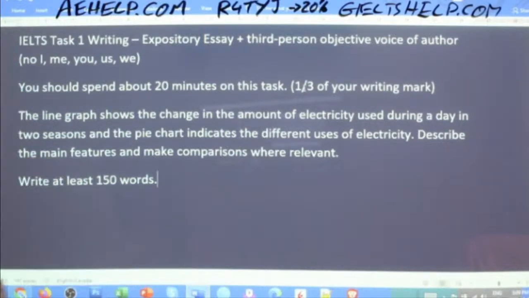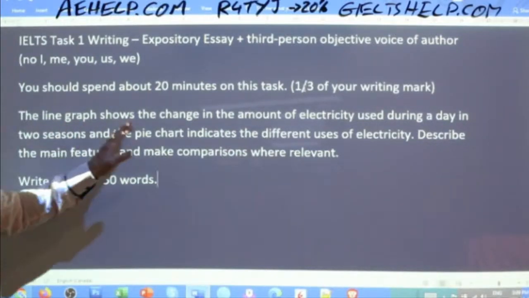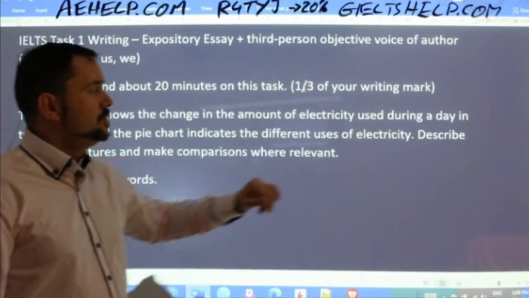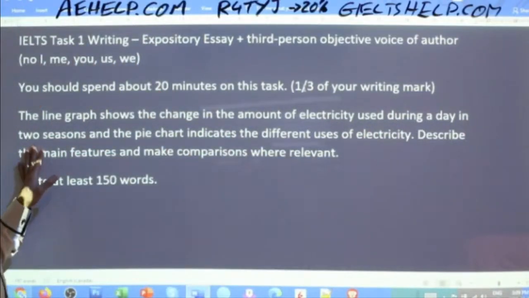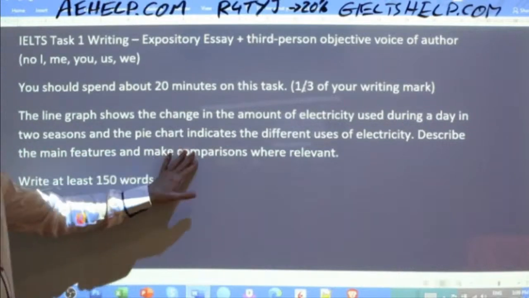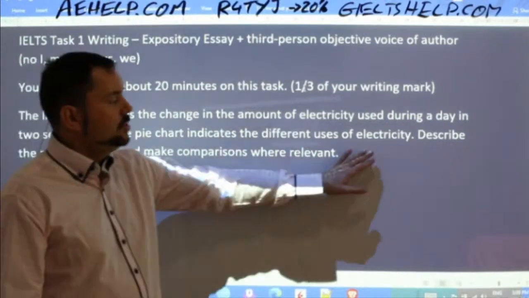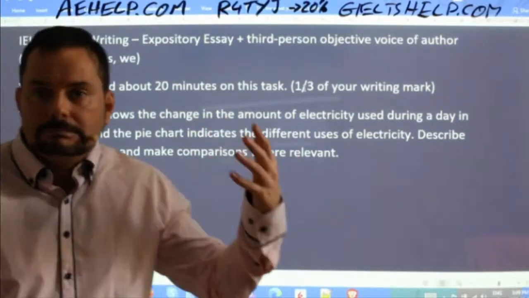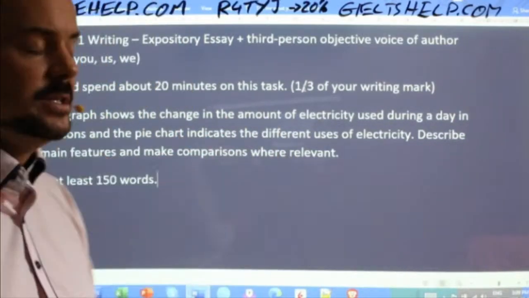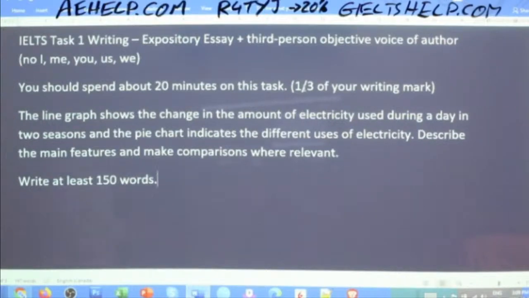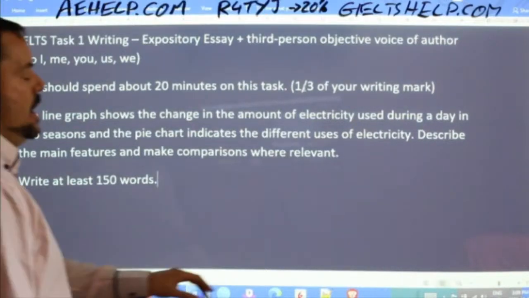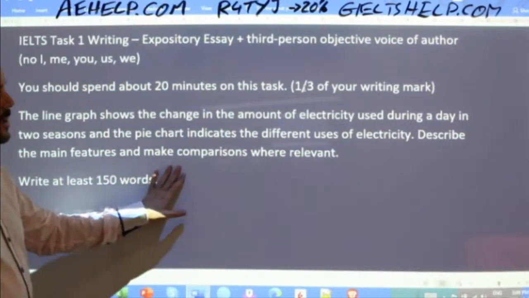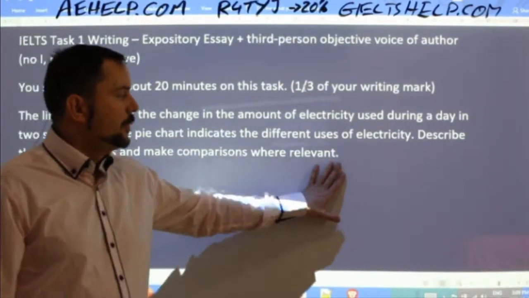Okay, here we go. So the line graph shows the change in the amount of electricity used during a day in 2 seasons. And the pie chart indicates the different uses of electricity. Okay, so something about electricity. We all pay utility bills. We all pay for electricity, so these are common kinds of questions. Describe the main features and make comparisons where relevant.